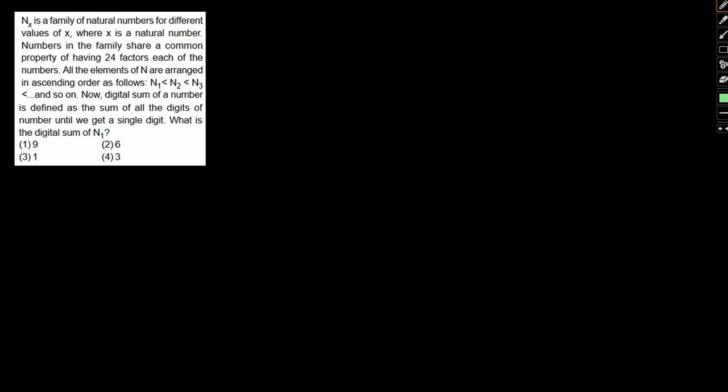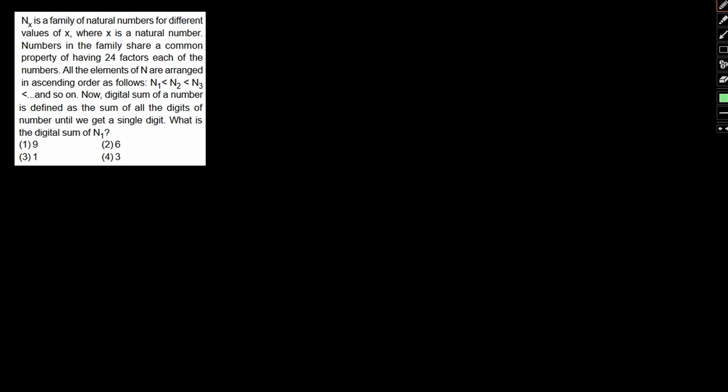N of x is a family of natural numbers for different values of x, where x is a natural number. Numbers in the family share a common property of having 24 factors each. All the elements of N are arranged in ascending order as follows: n1 less than n2 less than n3, and so on and so forth. Now the digital sum of a number is defined as the sum of the digits until we get a single digit. What is the digital sum of n1? Basically the minimum number we have to find out.